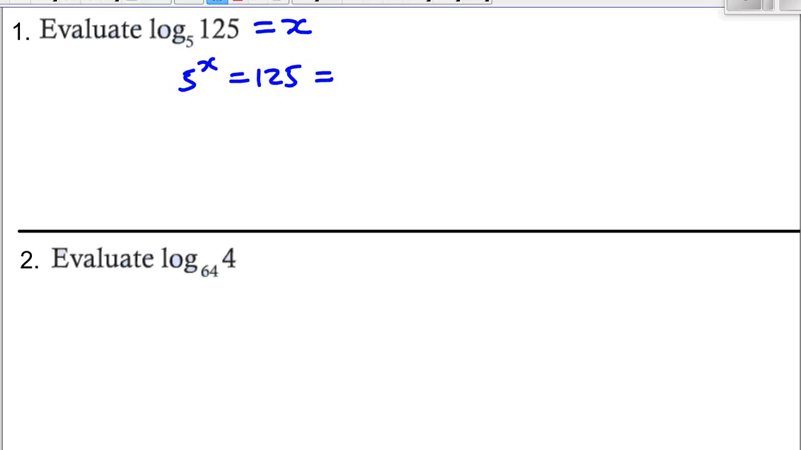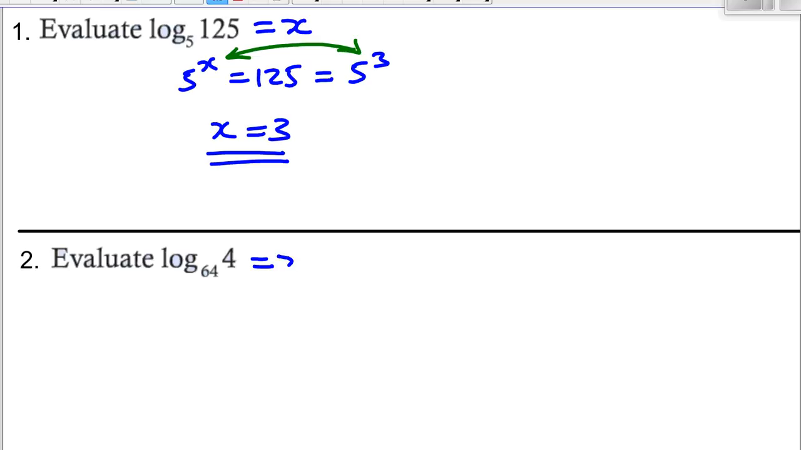And you know that 125 is 5 to the power of 3. So basically what we'll end up with here is x is equal to 3 by equating the exponents. Remember, if the bases are the same, you can just equate the exponents.